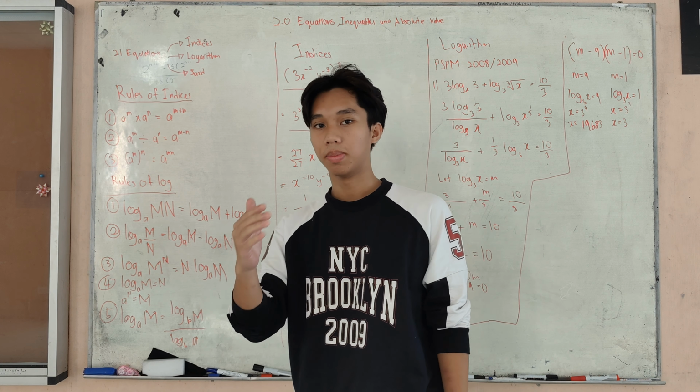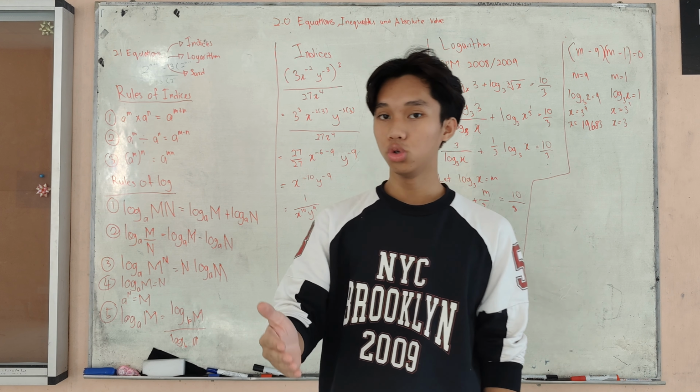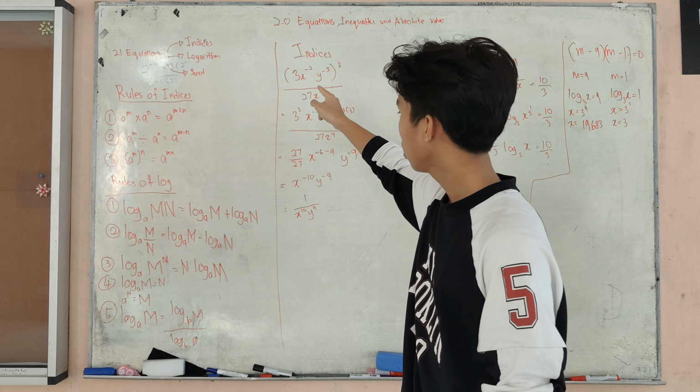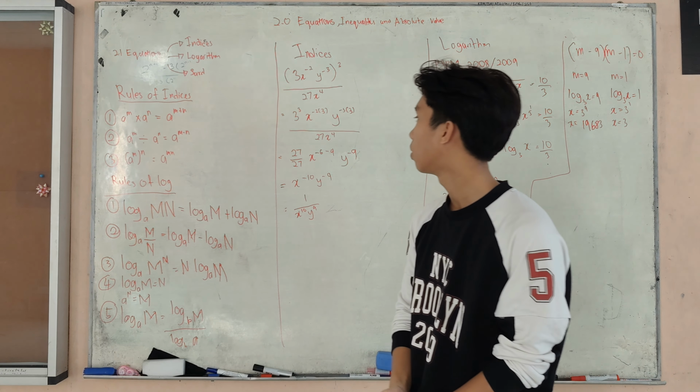I don't think that just by talking to you, you will understand. So there are some questions that I've done for you, and we're going to look at them together. First is a question on indices. We have 3 times x to the power of negative 2, y to the power of negative 3, all cubed, over 27x to the power of 4.